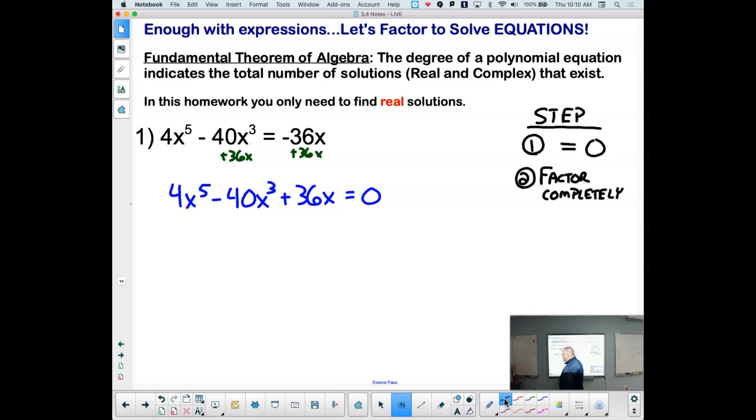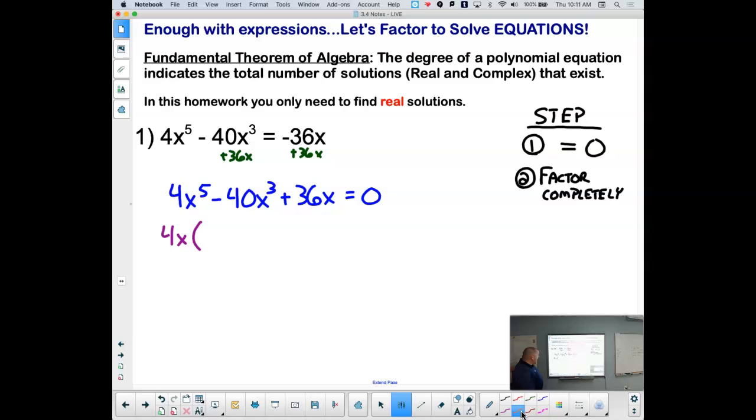We are going to factor completely. We're going to factor until we can't factor anymore. Okay? So first thing that I'm looking at here is I would notice that I can pull out a 4 from 4, 40, and 36. All of those are divisible by 4. And I can pull out 1x from all of them.